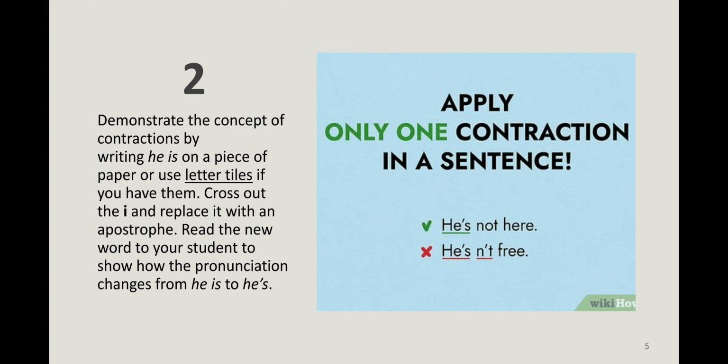It just becomes smaller. Number two, demonstrate the concept of contraction by writing he is on a piece of paper, or you can also use letter tiles if you have them. Cross out the I and replace it with an apostrophe. Read the new word to your students to show how the pronunciation changes from he is to he's, because we have omitted the I and the apostrophe is showing us that one letter has been omitted.